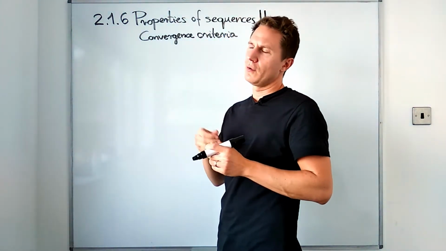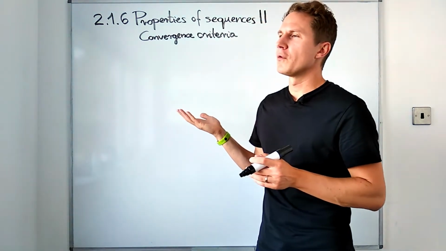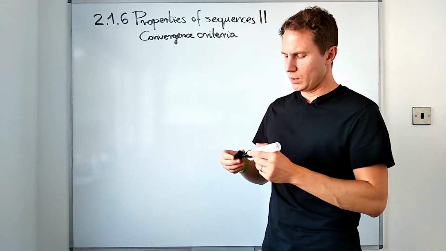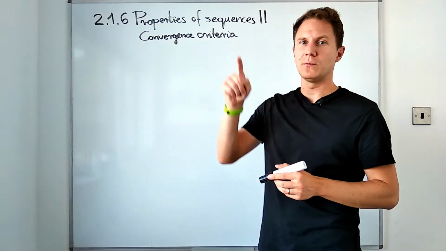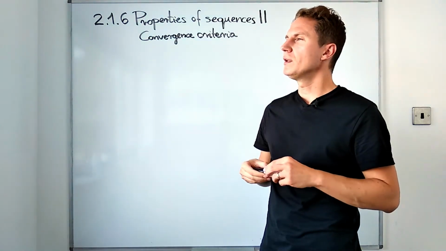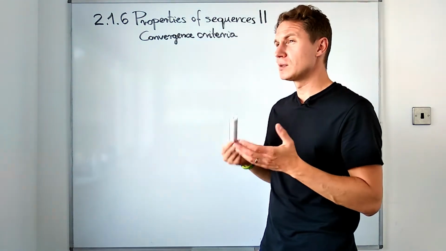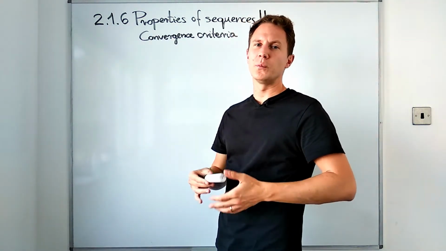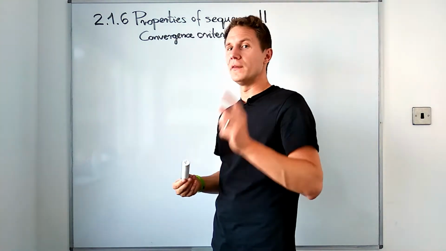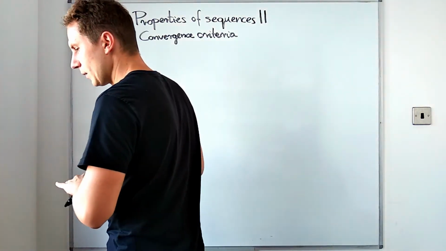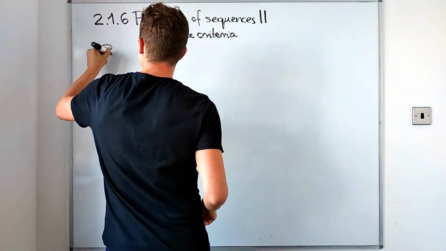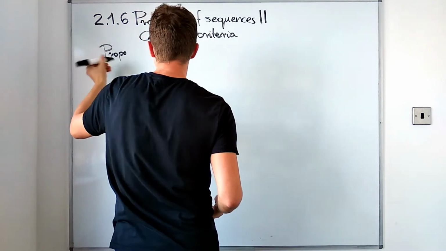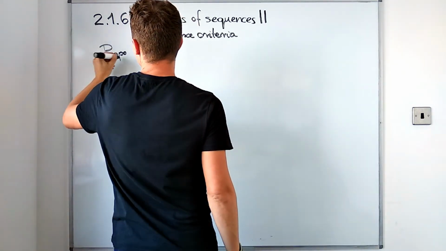because, for example, we can think of the sequence (-1)^n, which alternates between -1 and +1. That doesn't have a limit, but it's a bounded sequence. So just because a sequence is bounded, it doesn't necessarily have to be convergent. On the other hand, and that is my first proposition, if a sequence is convergent, it has to be bounded.